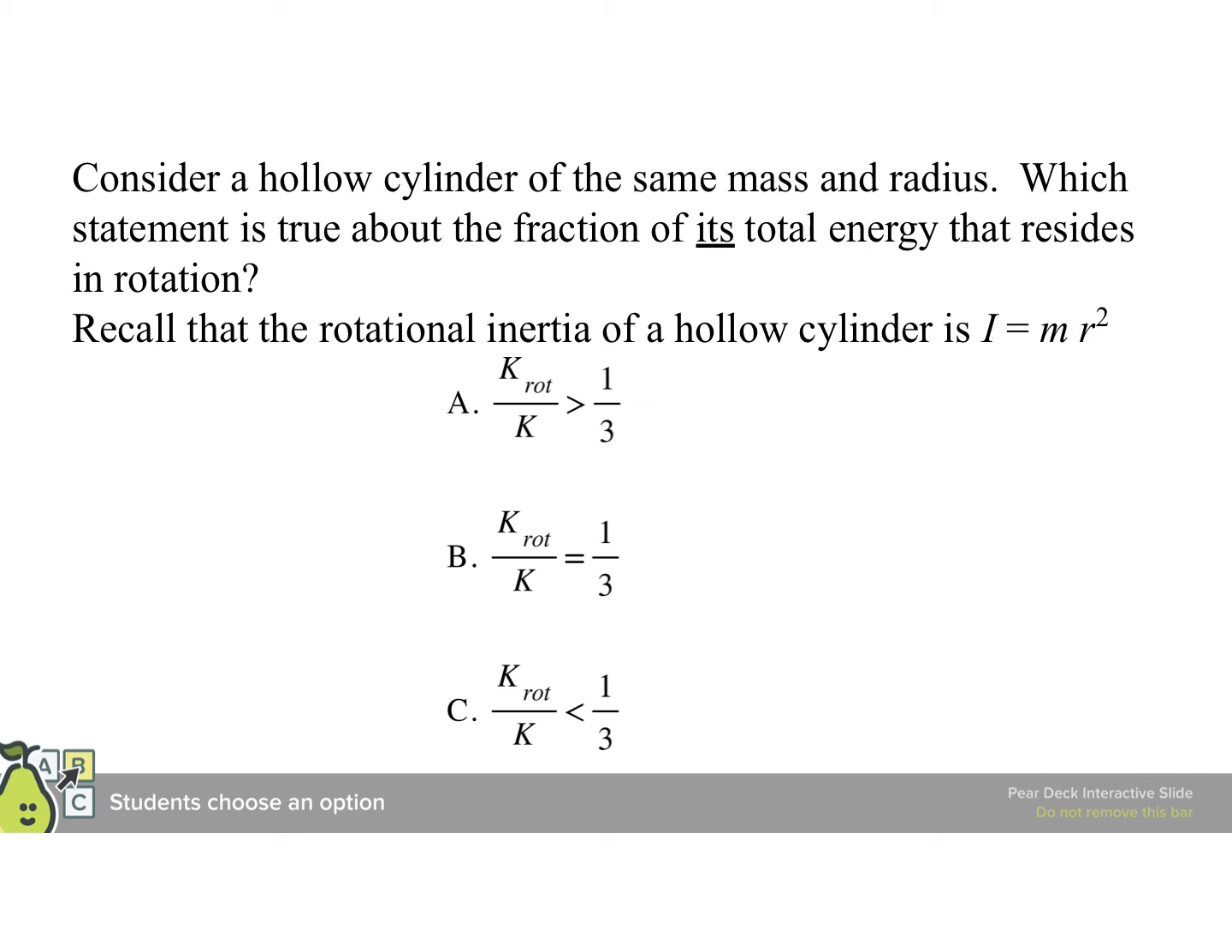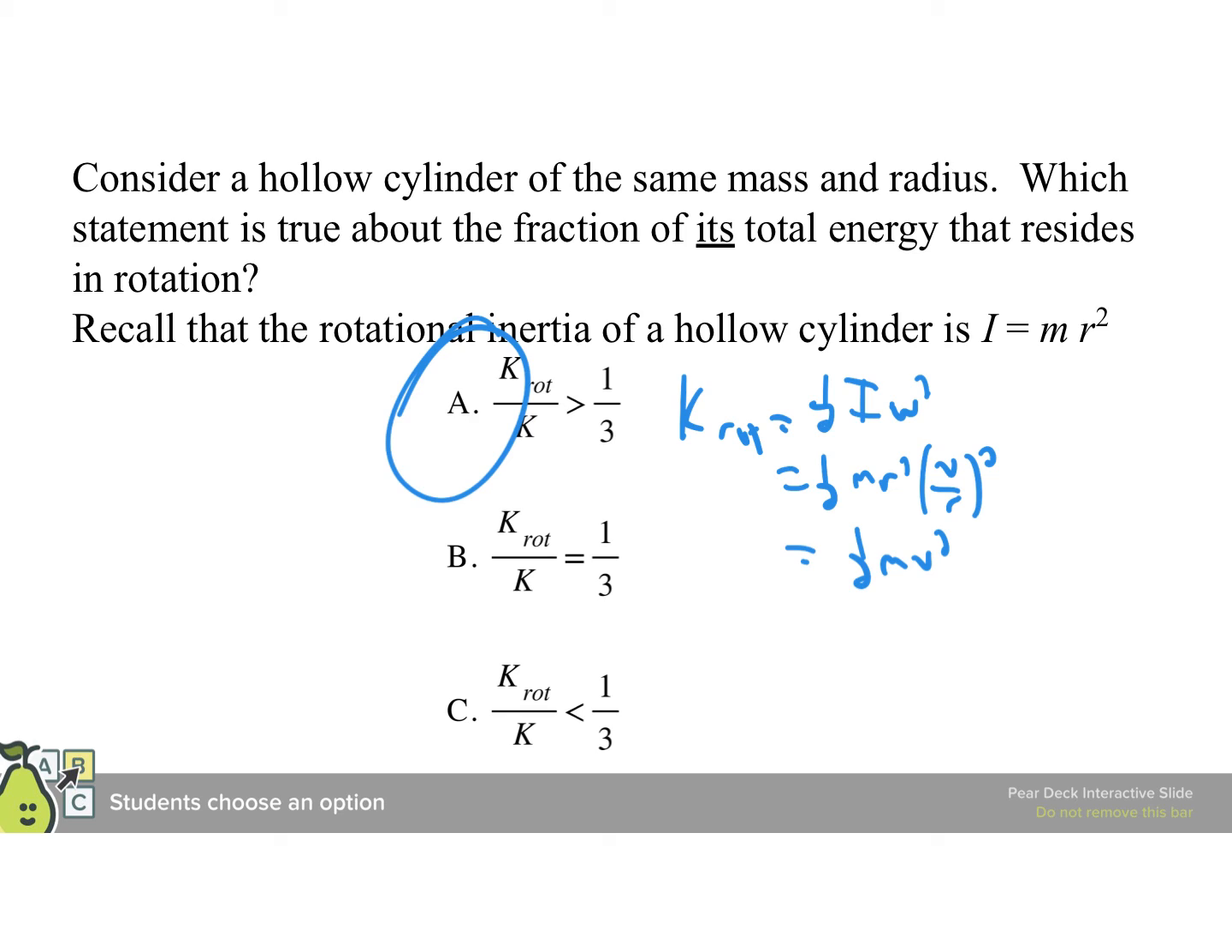In this case, we can just find K rotation. K rotation is going to be 1/2 I omega squared, which is 1/2 m r squared (v over r) quantity squared, or 1/2 m v squared. And so we can see that that's equal to the translation, which means it's half of the total energy. And that will be a general truth.